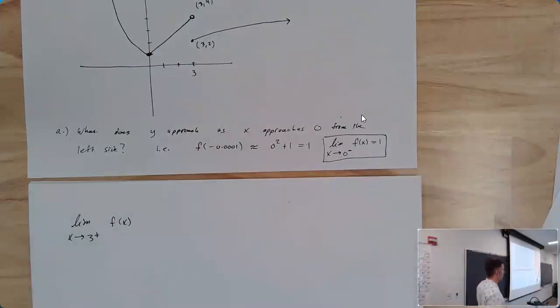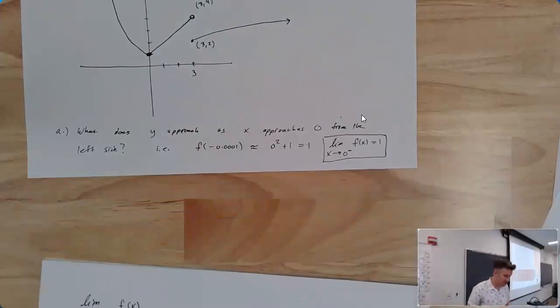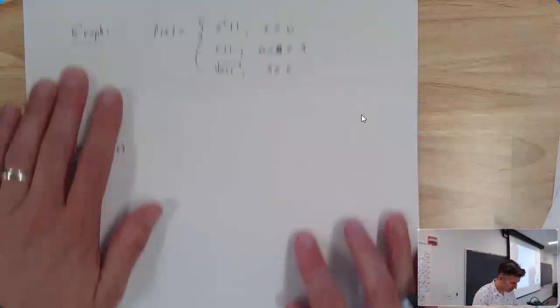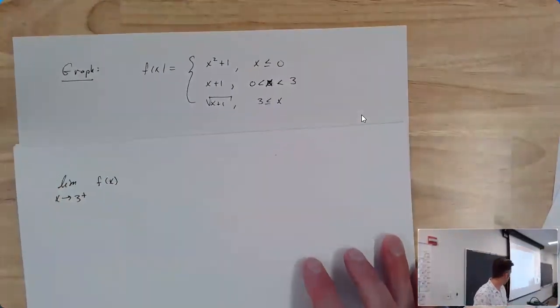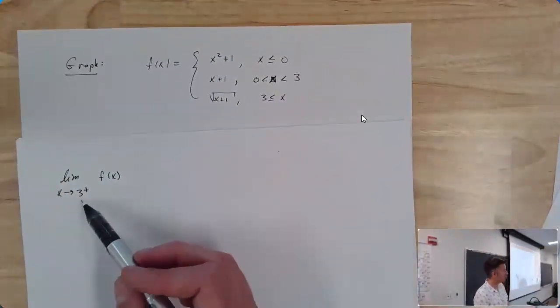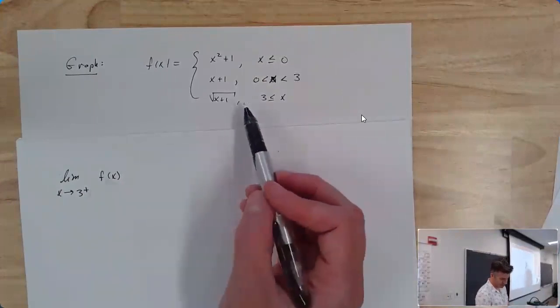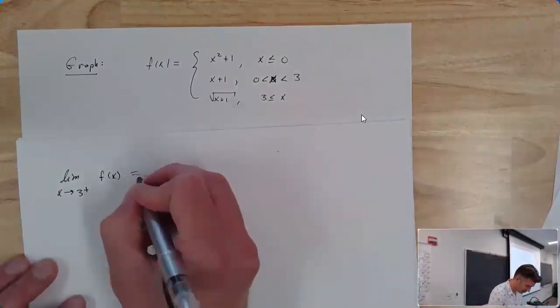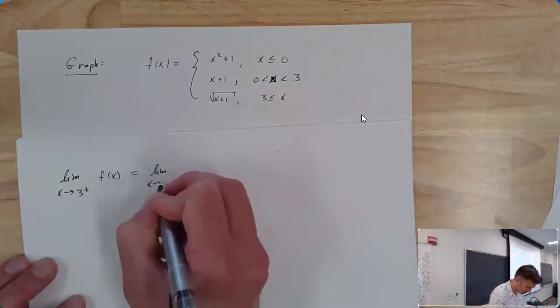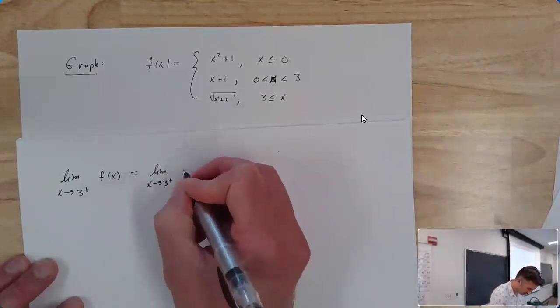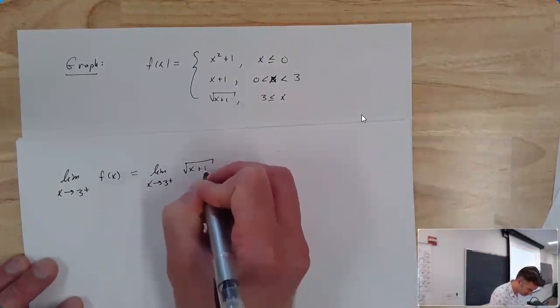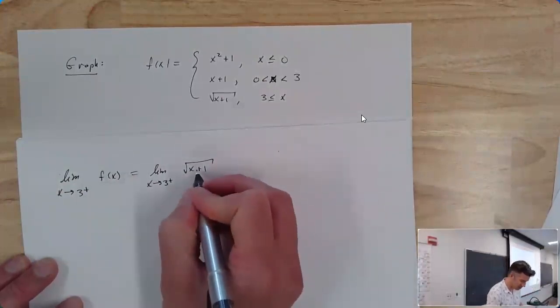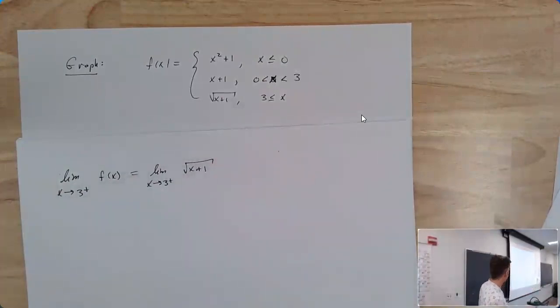But if I didn't graph it or didn't want to graph it, I could also look at the function and say, well, when x is defined to be larger than 3, the function is defined to be the square root of x plus 1. So I can say that's going to equal the limit as x approaches 3 from the right of the square root of x plus 1, because that's the piece of the function I'm using when x is larger than 3.